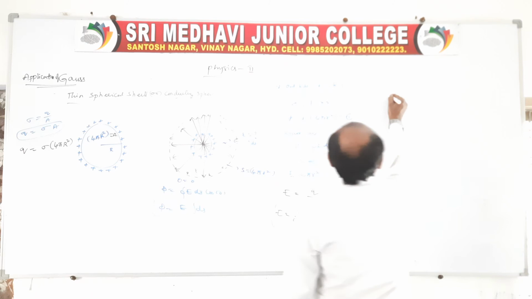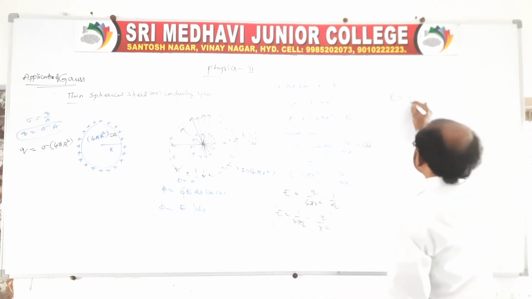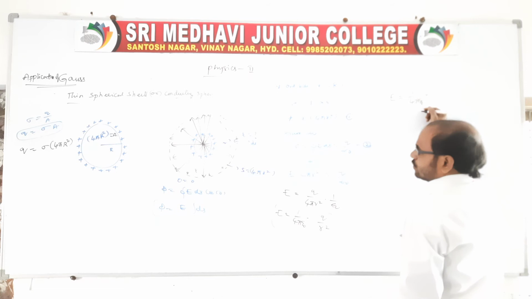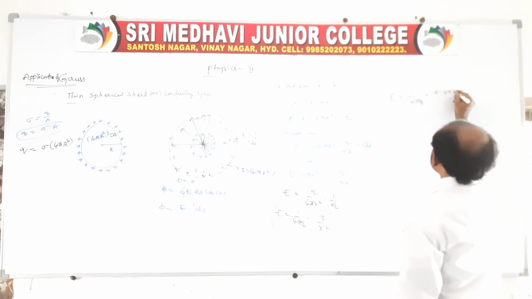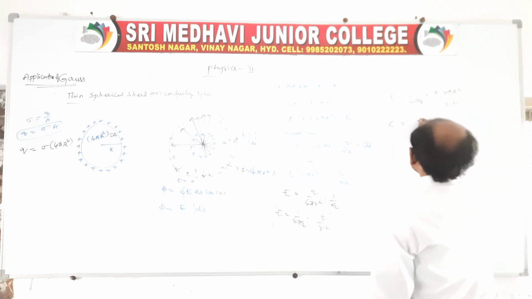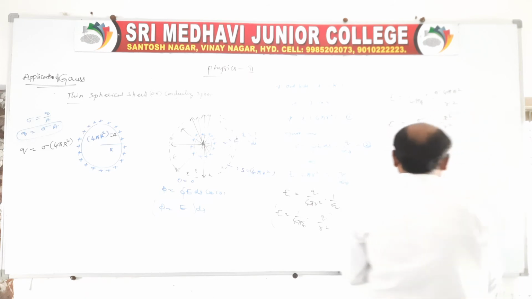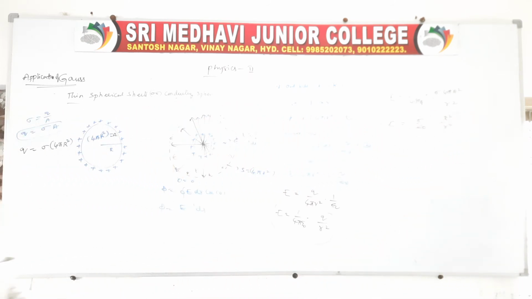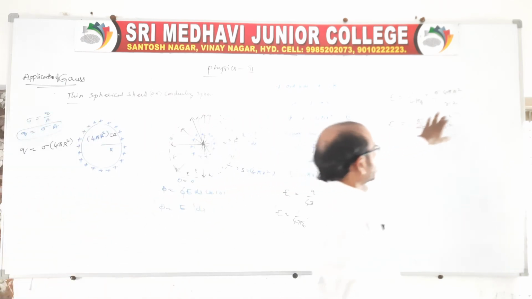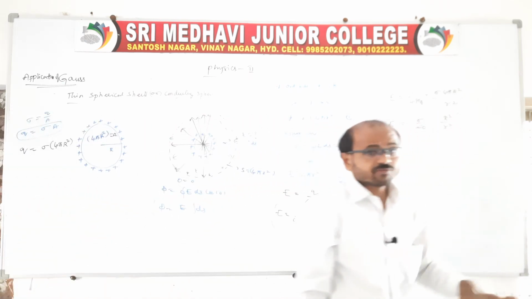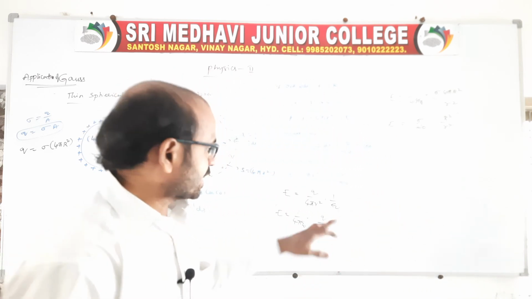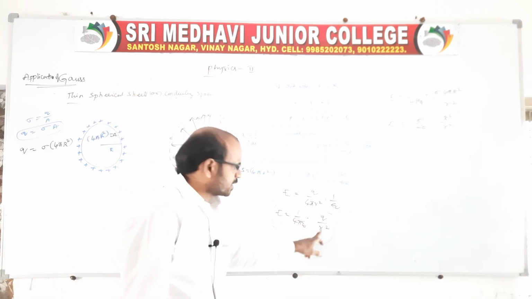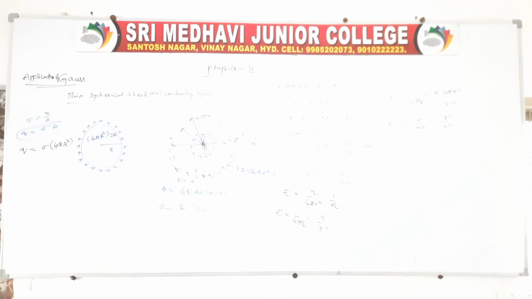Here you write E outside the spherical shell is 1 by 4 pi epsilon naught into Q, which is sigma into 4 pi capital R square, by small r square. 4 pi is cancelled. So it is sigma by epsilon naught into whatever is left over. Clear? So E is equal to sigma by epsilon naught into capital R square by small r square, for outside the spherical shell only. Or we can also say outside the spherical shell it is 1 by 4 pi epsilon naught q by r square, the same as the electric field intensity due to a point charge.